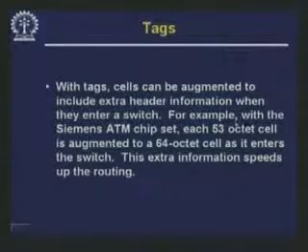For example, with the Siemens ATM chipset, each 53 byte octet or byte cell is augmented to a 64 byte cell as it enters the switch. So, these extra bytes are for putting in these tags, etc. This extra information speeds up the routing process.